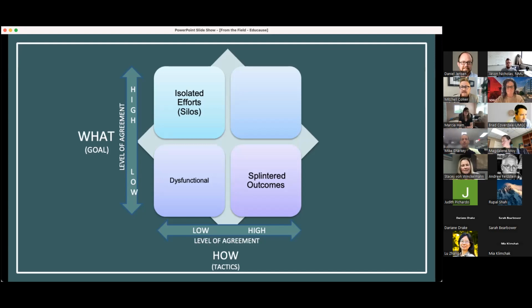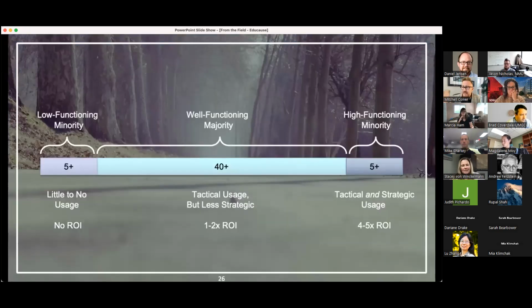The best place to be in is to have high agreement on what the goals are and on how to get there, and that's strategic thinking. That's what strategy is. It's not just the tactics, but it's this overarching picture of like, what are our goals and how are we going to organize ourselves as people, as professionals, to get where we want to go. So as it relates to that high functioning minority, that's what I see. I see both the tactical and the strategic, high what, how agreement on how to use analytics and make things happen.